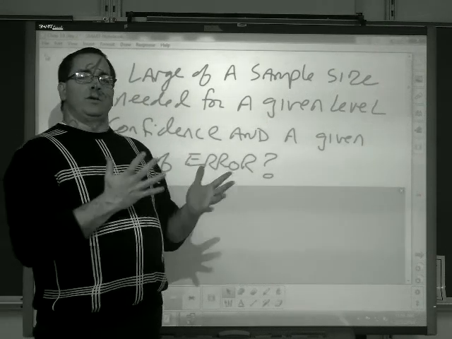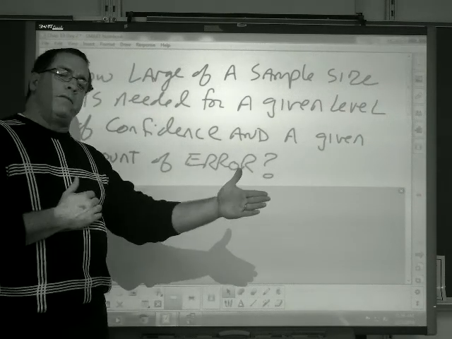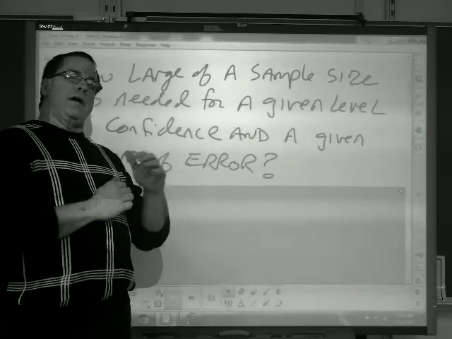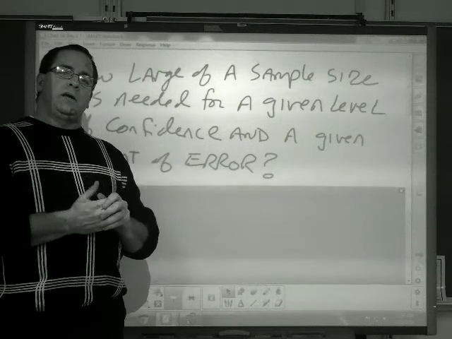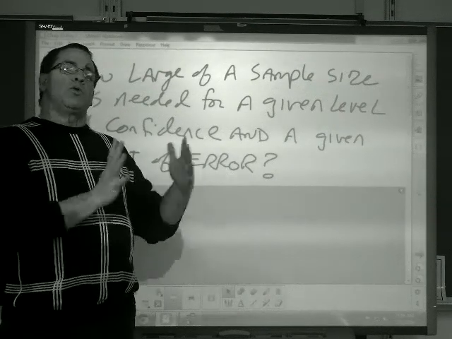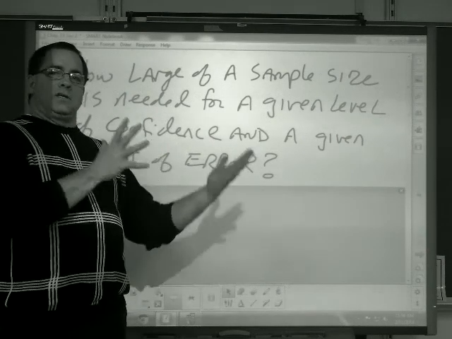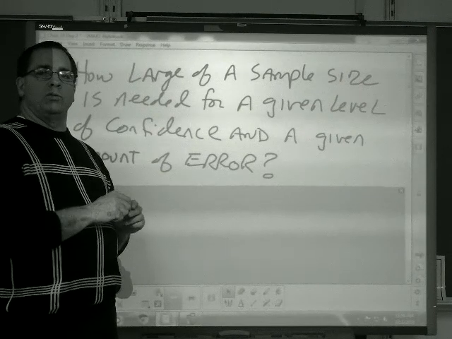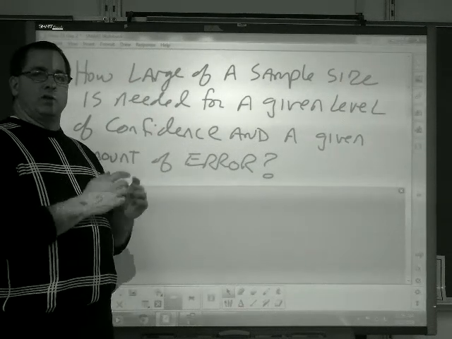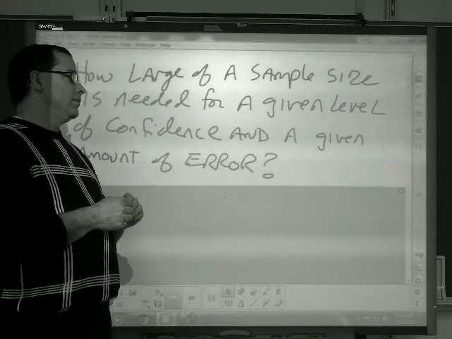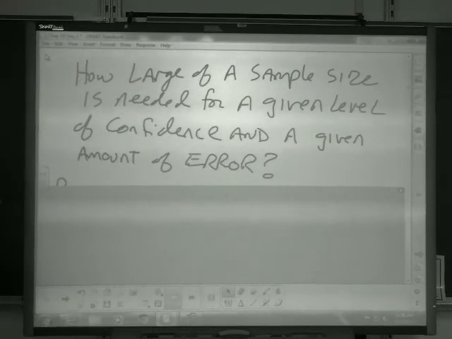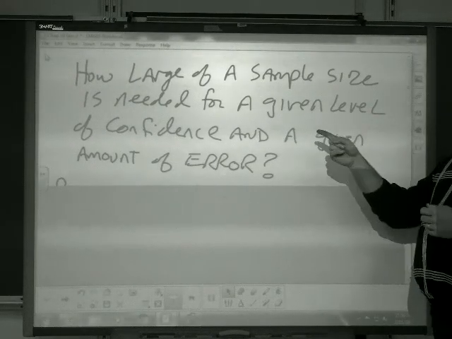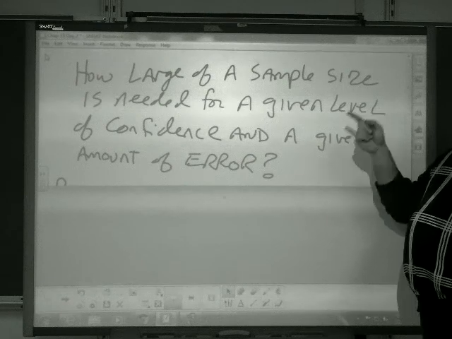But they're going to put some parameters on you. They're going to say, I want you to be this confident, but I only want this much error. For example, I want to be 95% confident, but I only want 3% margin of error. Well, with those parameters, you're going to have to sample a certain size. Only a certain sample size will give you that amount of error, because we know that error changes with sample size. So, today's question is, how large of a sample size is needed for a given level of confidence and a given margin of error?